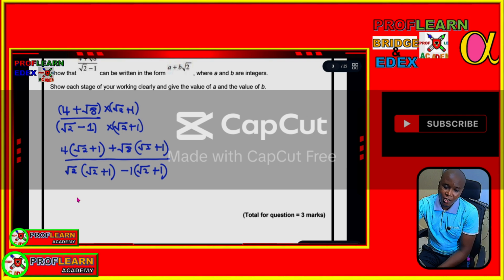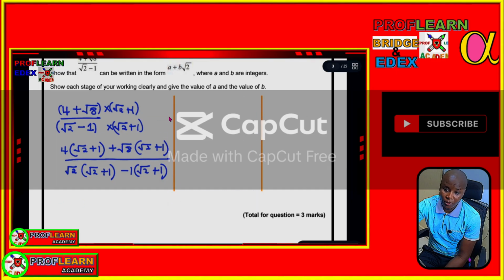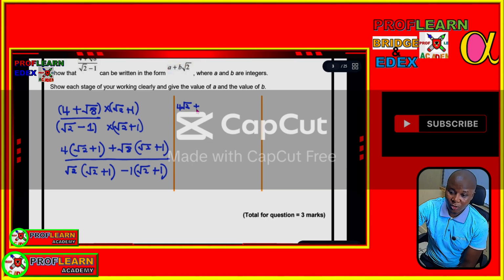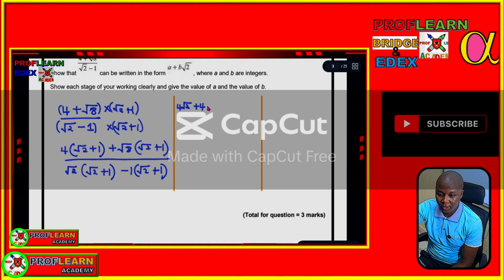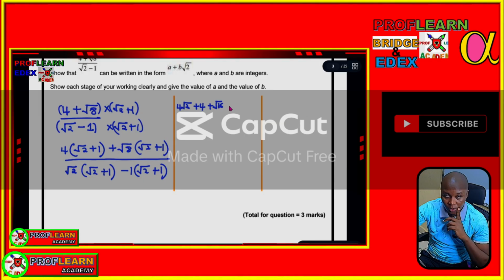So in this case, 4 times 3√2 at the numerator is going to be 12 root 2. 4 times 1 is going to give us 4, right? Then root 8 times root 2 is going to be root 16. And root 8 times 1 is going to give us root 8, over root 2 into root 2 plus 1.